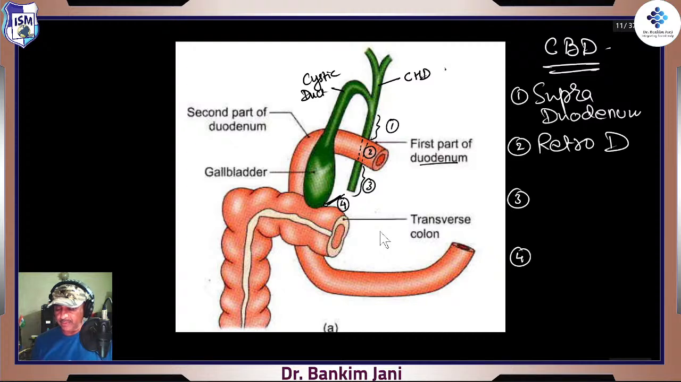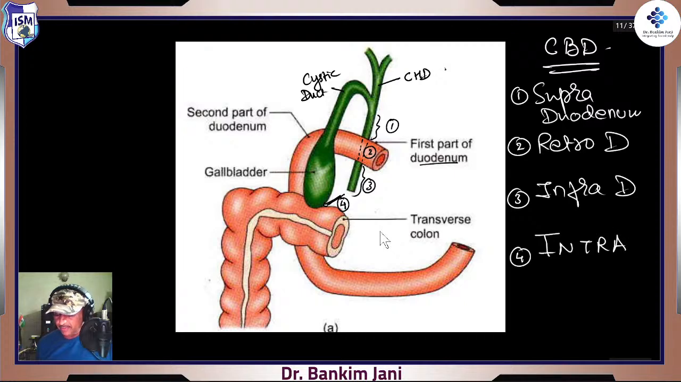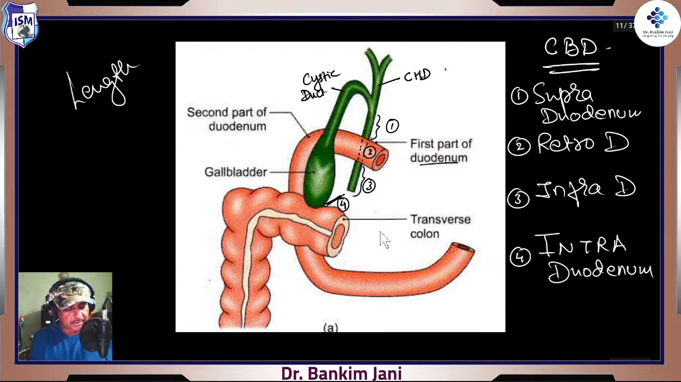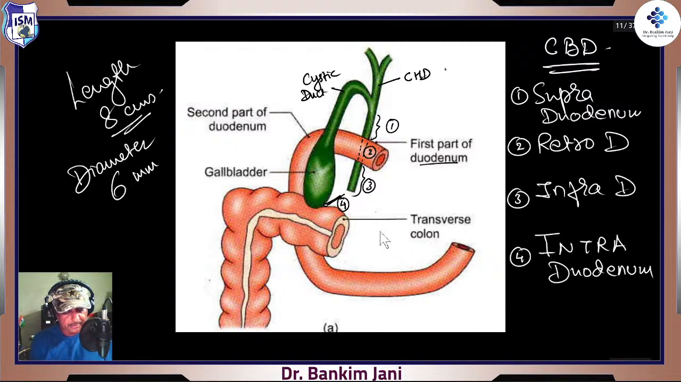Now I am writing for duodenum, just writing B. Then this is below. So we'll write infraduodenum. And then this fourth part will be entering into the duodenum. So we'll write intra in capital so that we don't confuse between infra and intra. Intraduodenum. Got it? So these are the four parts. Normally this CBD, just for theory purpose, the length is about 3 inches, 8 centimeters, right? 2.5 centimeter is 1 inch. And its diameter, its lumen, that is very thin, just 6 mm.